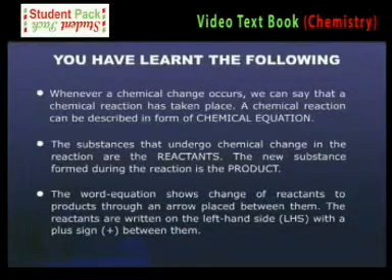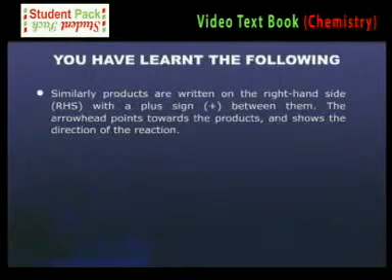The word equation shows the change of reactants to products through an arrow placed between them. The reactants are written on the left-hand side with a plus sign between them, and similarly products are written on the right-hand side with a plus sign between them. The arrowhead points towards the products and shows the direction of the reaction.